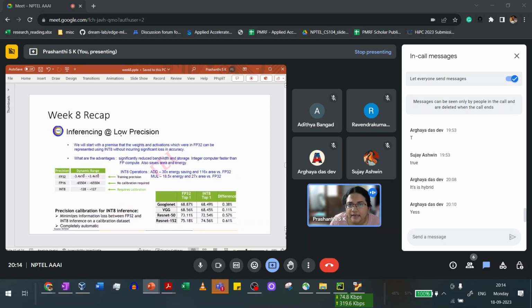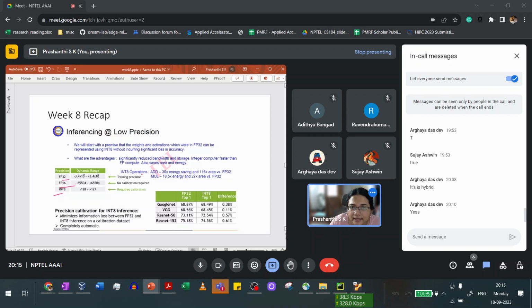So here is an example of inferencing at low precision. Here again we are comparing FP ranges with integer ranges. Notice the difference. FP16 goes from 65,000 to plus. This goes from minus 128 to plus 128. Now what are the advantages of switching to int from FP32? First of all, you reduce your storage and therefore your bandwidth, and integer compute, like we discussed a long time ago, is a lot faster than floating point compute, and that also saves you energy.